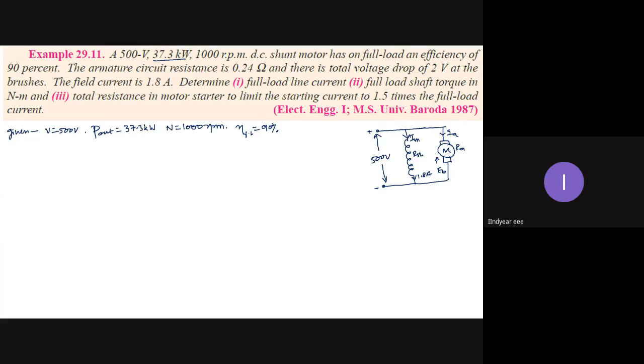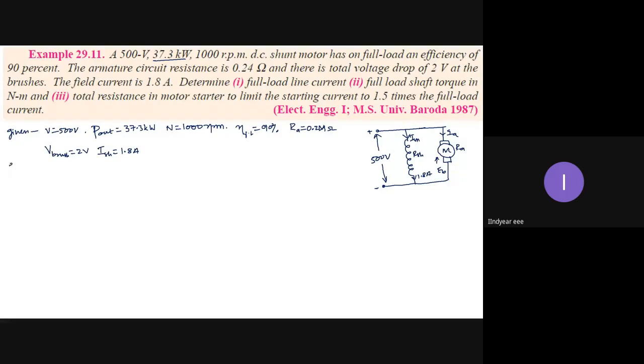The armature circuit resistance is 0.24. It is now RA is equal to 0.24 ohms, and brush drop is 2 volts. Total brush drop is 2 volts. Okay. The field current ISH is 1.8 amps.